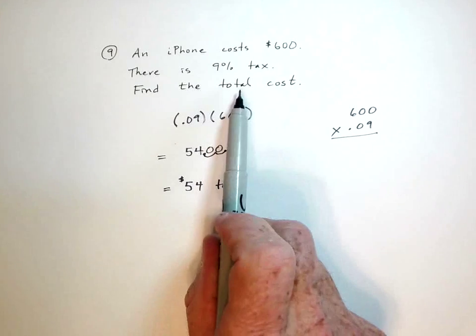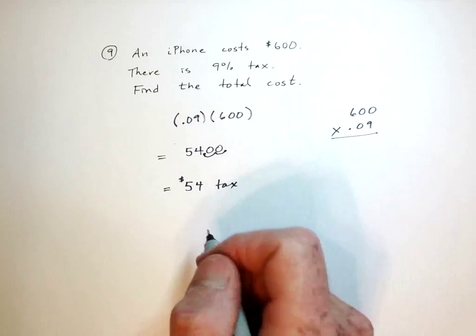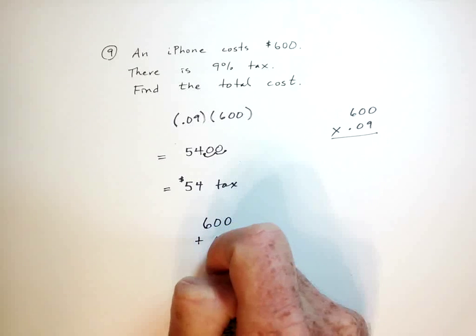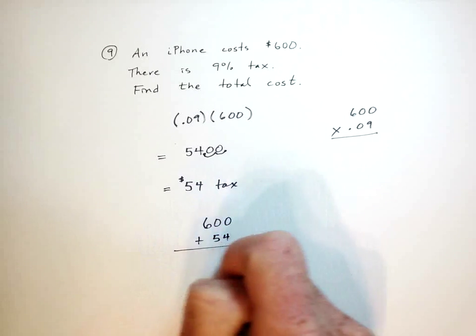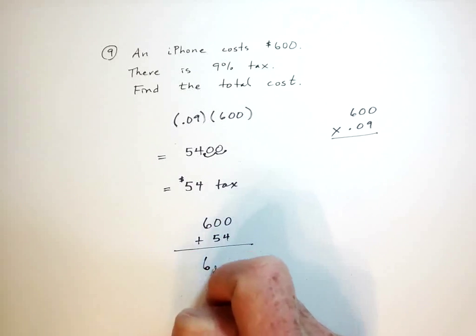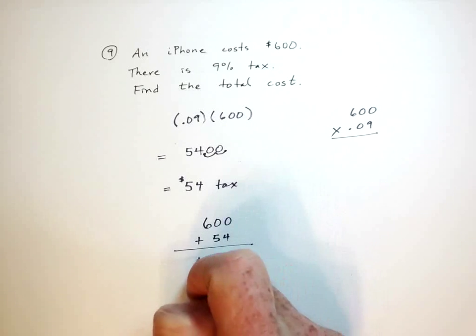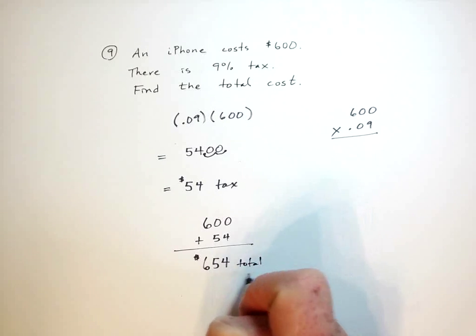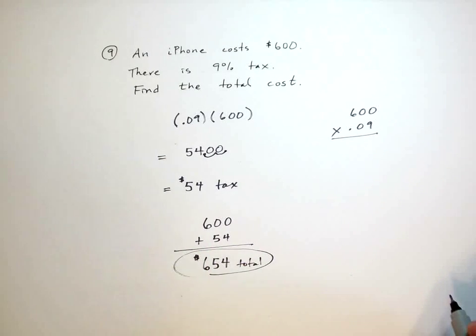But the question I want to know is, what's the total cost? So that means that the total cost is the original $600 plus $54 in tax. So when you add these, it's a grand total of $654. So if you had to pay full price for an iPhone with tax, we're looking at about $654.